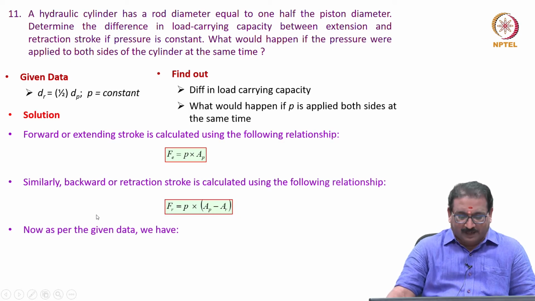Now as per the given data, what are they given? dP equal to 2 times dr. So AP equal to 4 times AR.